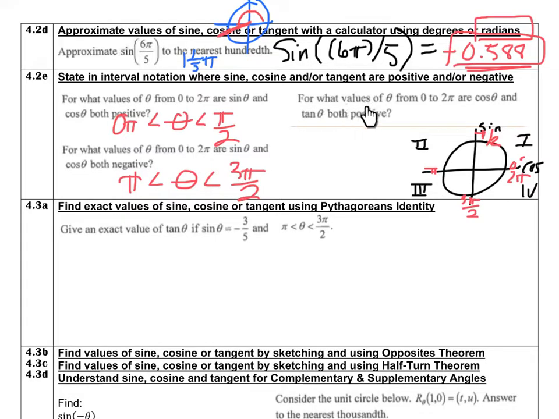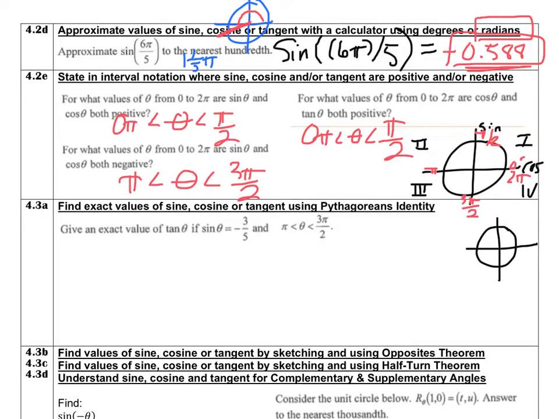The last one: for what values of theta from 0 to 2 pi are cosine and tangent both positive? Well, cosines are positive on the right-hand side. Tangents are positive where the slope is positive, and that's going to be up in here. So it's going to be between 0 and pi over 2. It's the same answer that we had here, so I would just say between 0 and pi over 2.